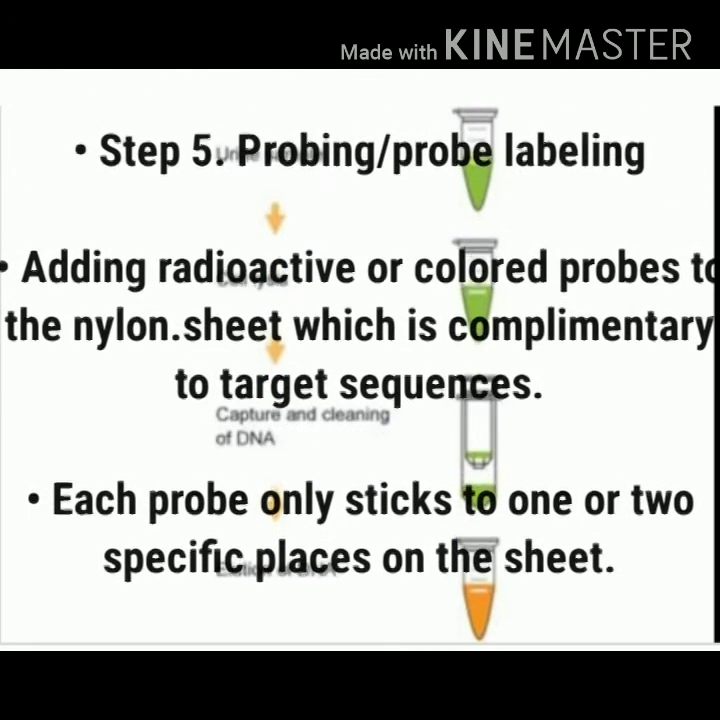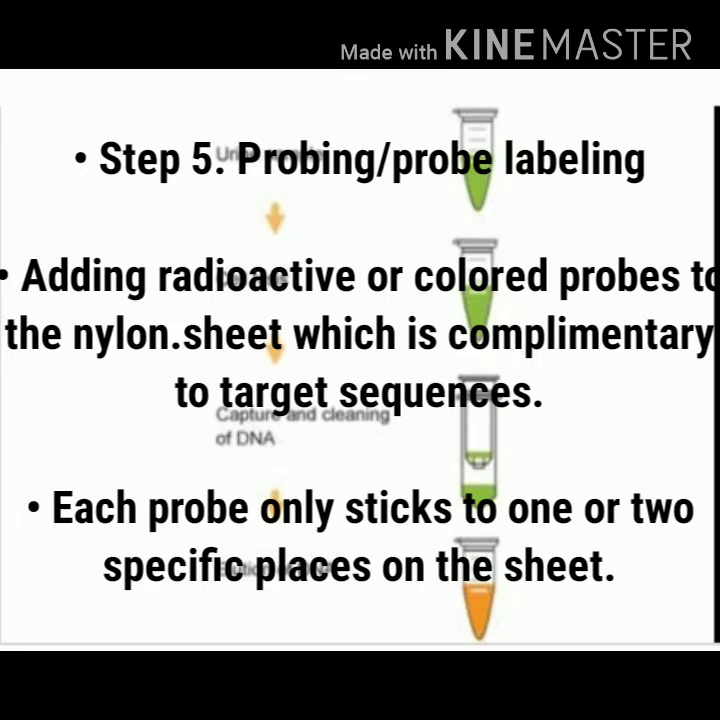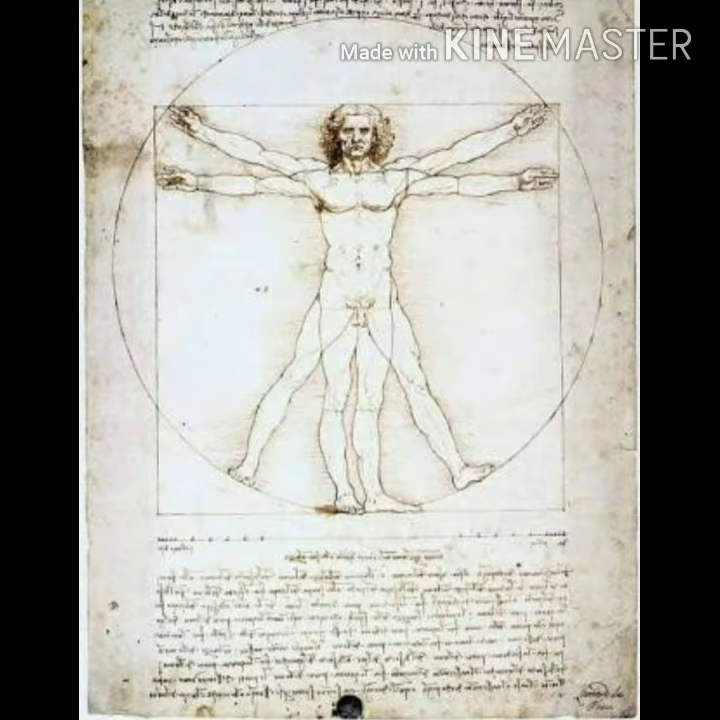Step 5. Probing, probe labeling. Adding radioactive or colored probes to the nylon sheet which are complementary to target sequences. Each probe only sticks to one or two specific places on the sheet.